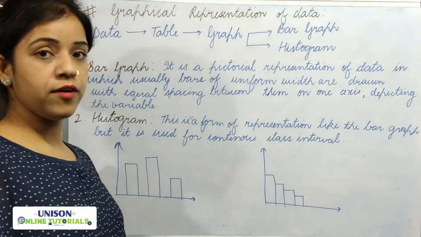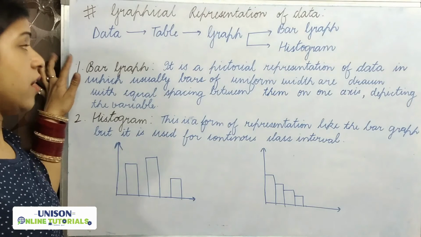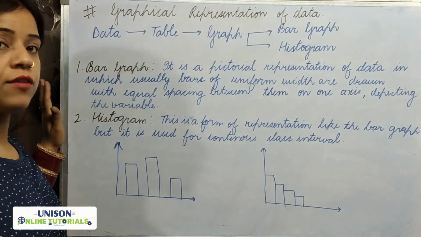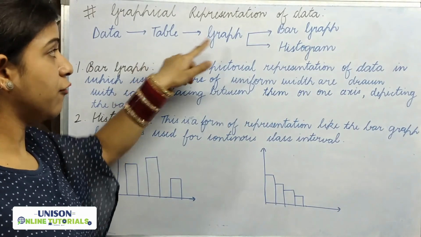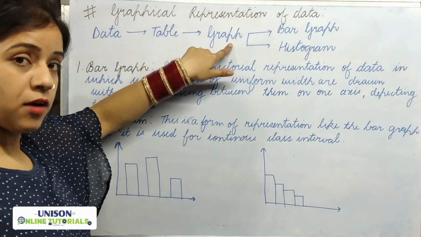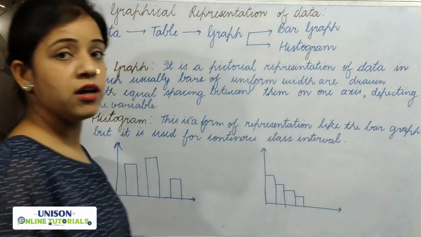Hello everyone, now we will discuss graphical representation of data. First we have some data, we have to convert this data into the form of a table, and after that we have to convert that table into a graph. Now we have two types of graphs, first one bar graph, second one histogram.